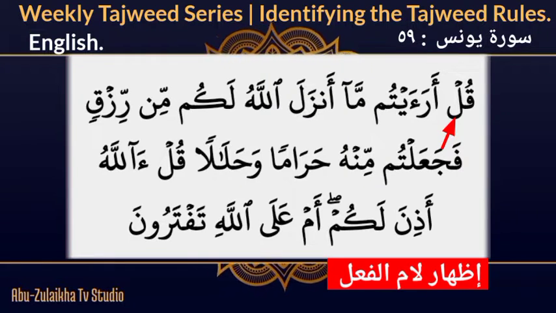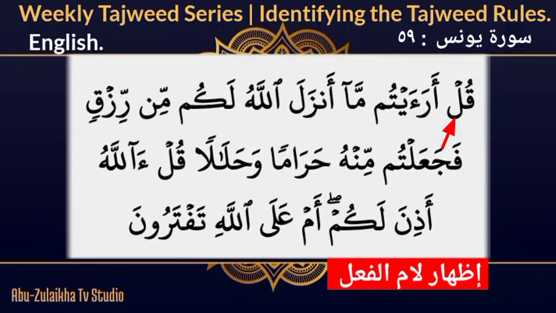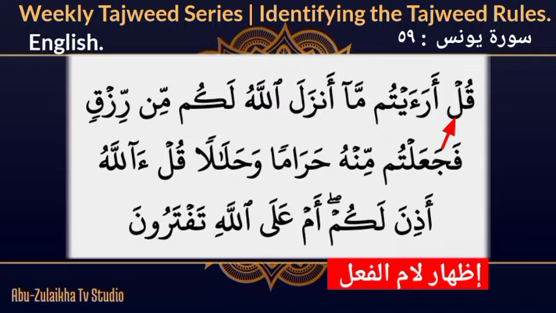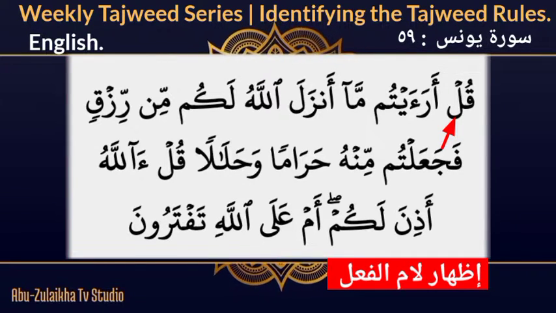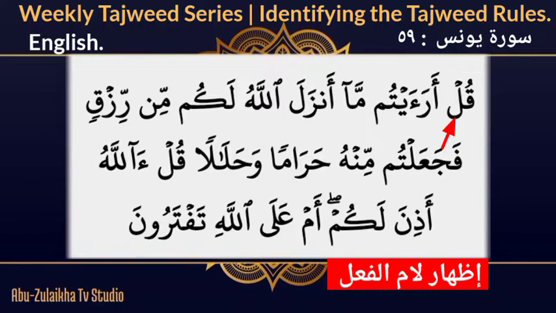The verbal lam has two rules, which are Izhar and Idgham. It happens to be Idgham whenever Ra or Lam immediately follow the Lam al-Fi'l. Do you understand? And as we can see, this is al-Hamza, which belongs to the Izhar groups. So this is Izhar Lam al-Fi'l, that is, manifestation of the verbal lam.